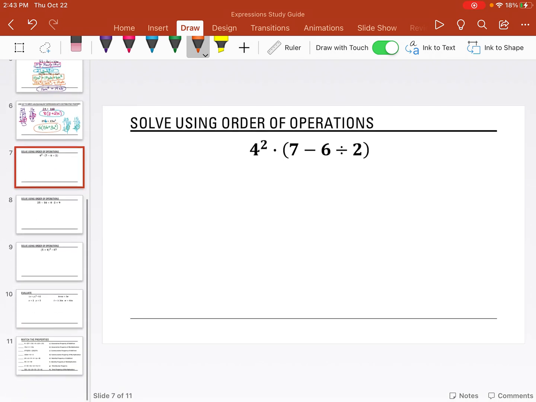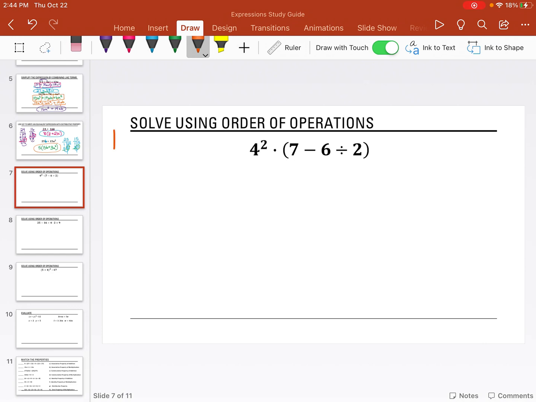All right, order of operations. We need to do our PEMDAS, parentheses, exponents. Remember, multiply, divide, left to right. Add, subtract, left to right. So starting with parentheses, inside of there I need to use order of operations. So I'm actually going to do this division first. So let me write everything else down.